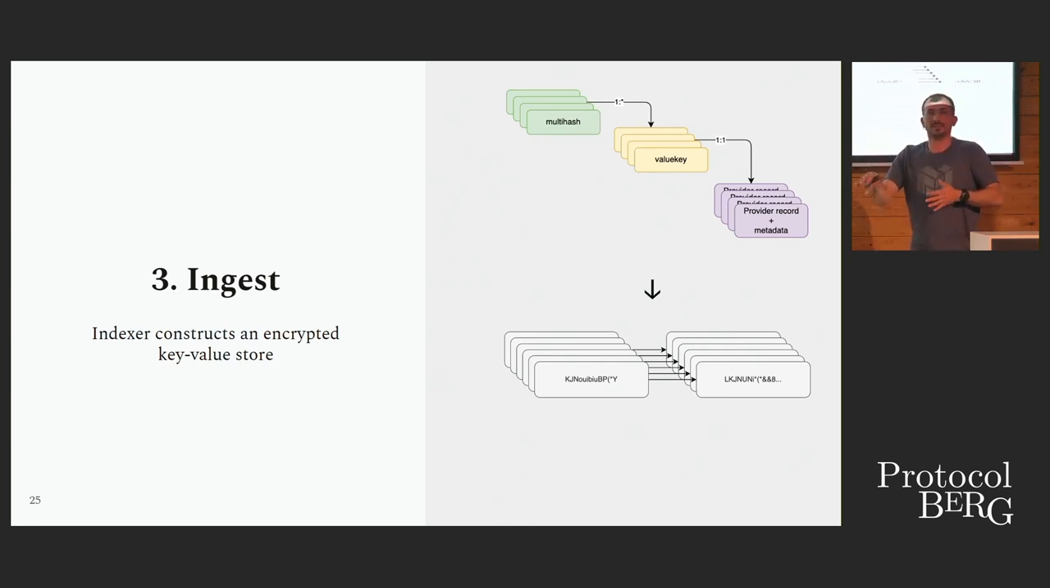And all of this is represented in just a vanilla key-value store. And then what the indexer does is encrypt this information via a technique called double hashing, which means if you know the original hash that you're looking for, you can decrypt everything. But if you don't know the hash, essentially you're looking at random data, key value, key value, key value, key value. This talk is too short to go into details of how the encryption works.